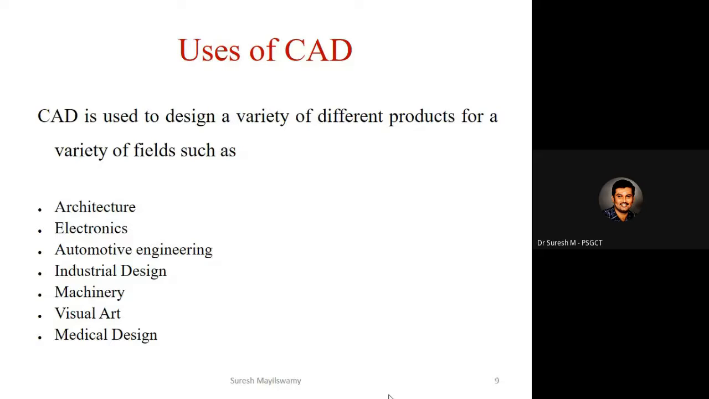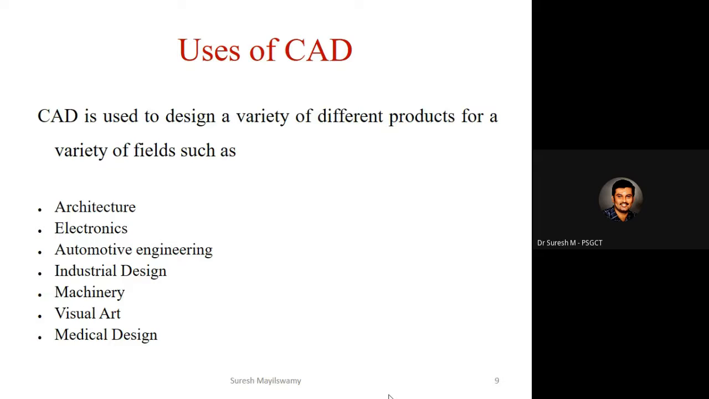So who are all using this CAD software, computer-aided design? A variety of applications we have. The first one is the architecture, then electronics, automotive engineering also using a CAD software system to design vehicles, and industrial design, machinery design, and visual art, and then medical instrument design. So these are the applications of CAD software.